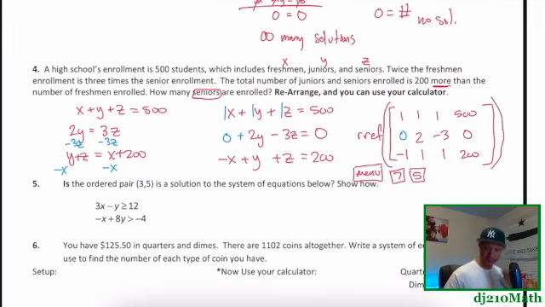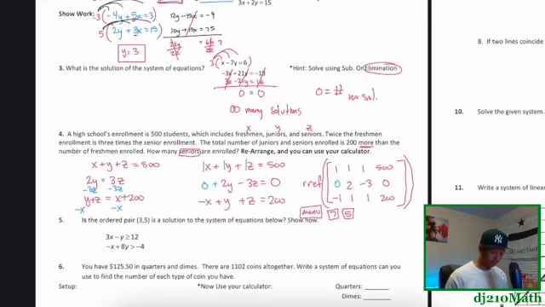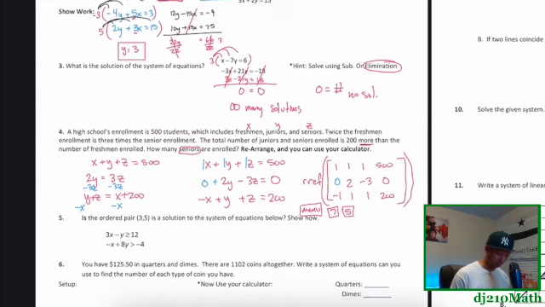Feel free to pause the video and type in your answer. But we see that when you do this, Z is going to be equal to 140.